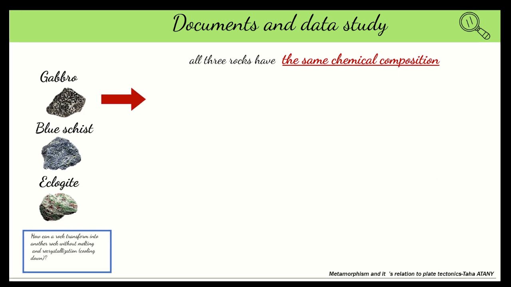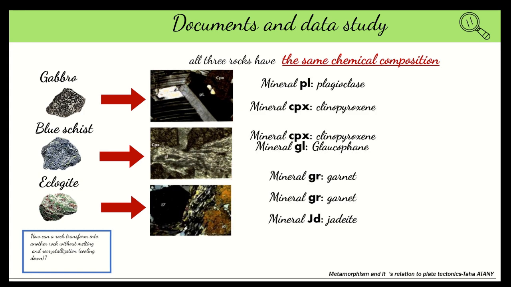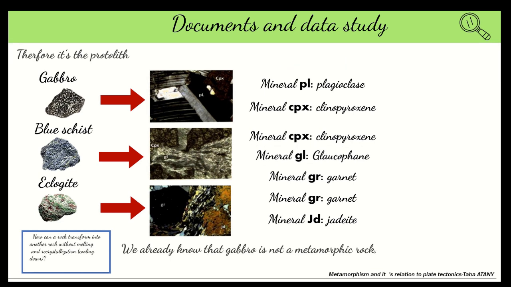Here, a thin section observation through a microscope for the three rocks. We notice that gabbro is made of minerals such as plagioclase and clinopyroxene, and blue schist has clinopyroxene but also glaucophane and garnet. However, eclogite has garnet and jadeite mainly. We notice that each two rocks have a common mineral, sort of a logical connection.